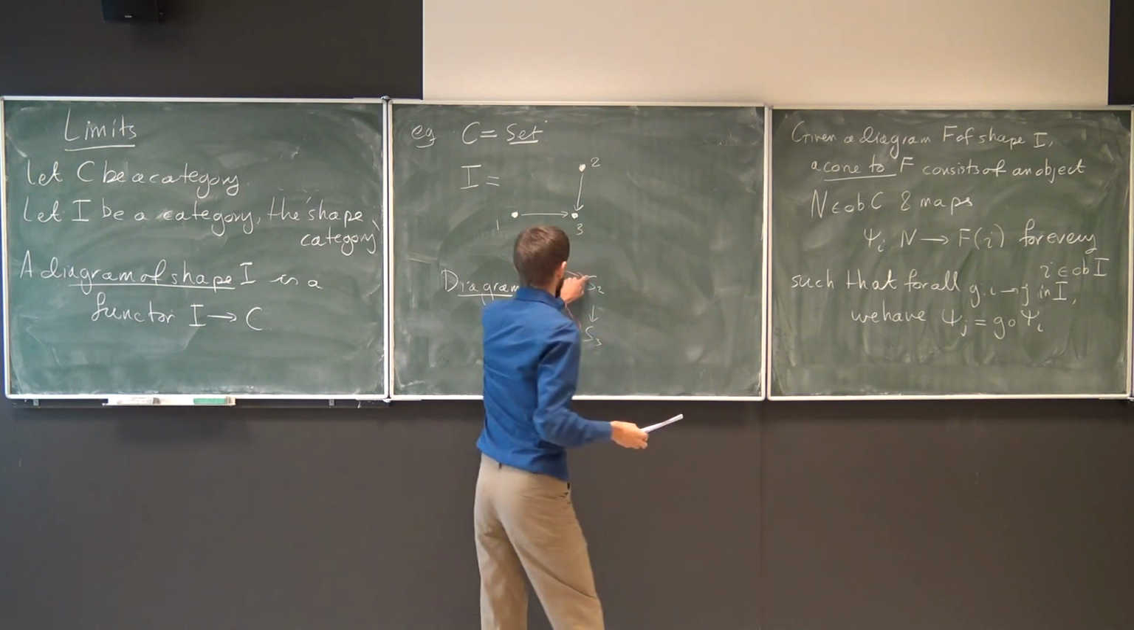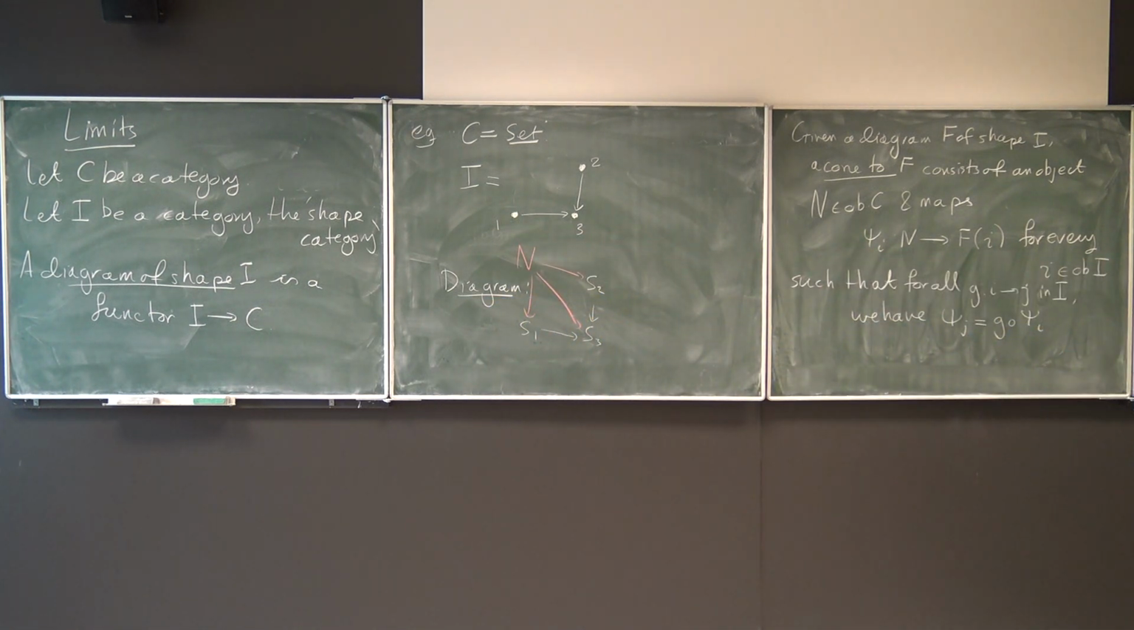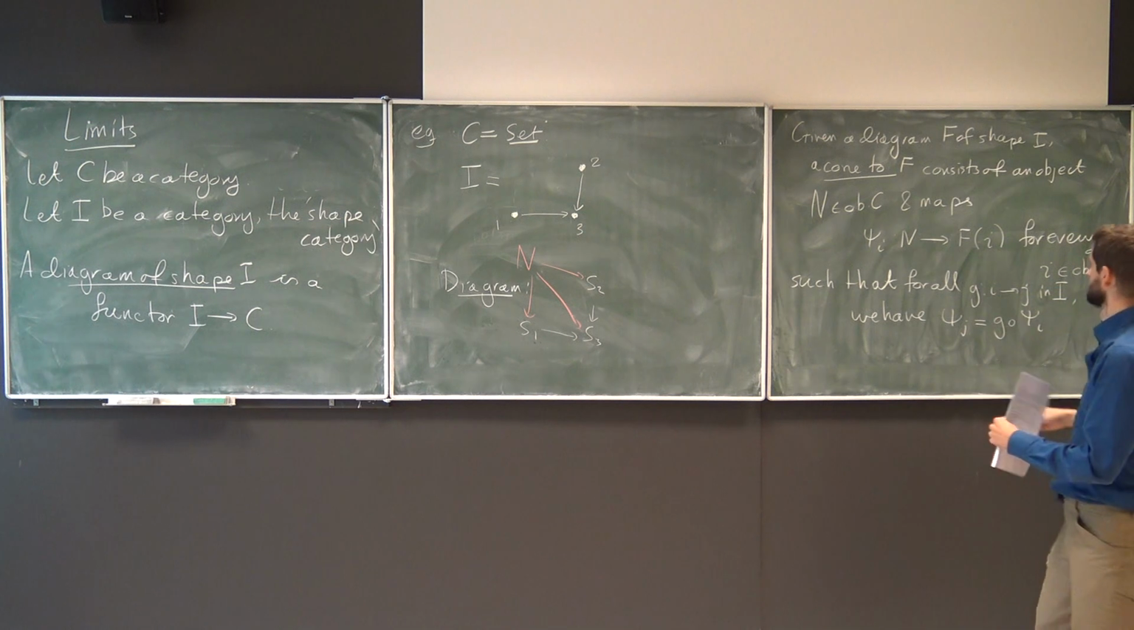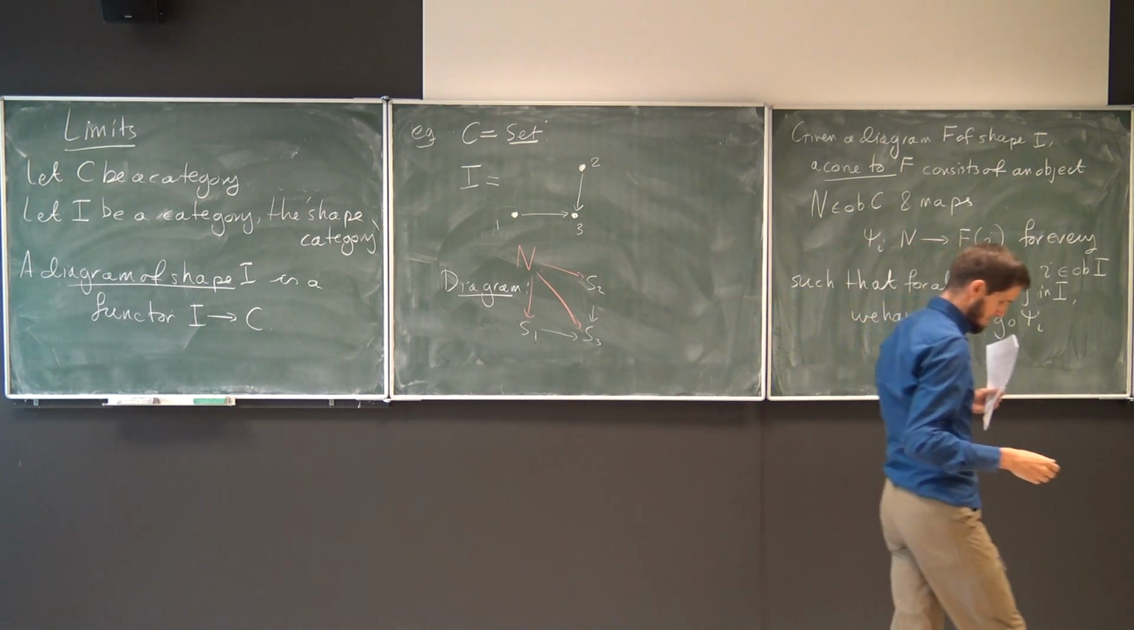Oh well, I guess if I do this and I do the identity, it's the same as doing this, but this is not much new. Okay, so this is a cone to f. These are things like this. There might be lots of them.